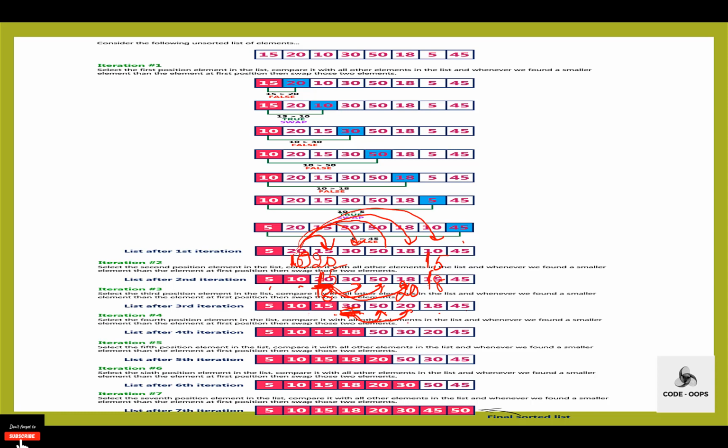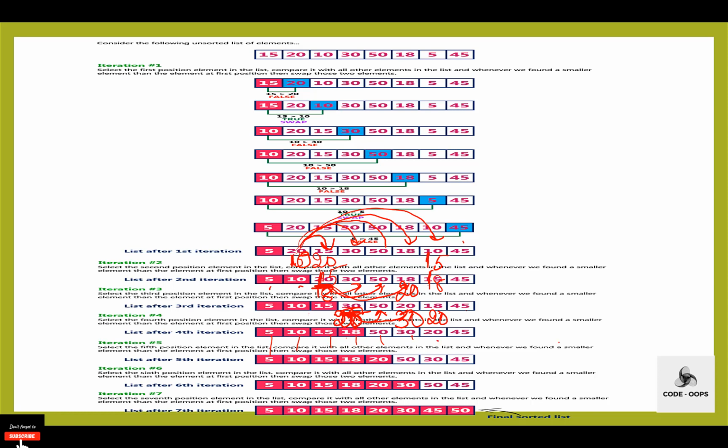Then compare 30 with 20. 30 is greater than 20. The condition becomes true. Then interchange 30 with 20. Then compare 20 with 18. 20 is greater than 18. The condition becomes true. Then interchange 20 with 18. Then compare 18 with 45. 18 is greater than 45? The condition becomes false. No swap. The list after pass 4: 5, 10, 15, 18, 50, 30, 20 and 45.